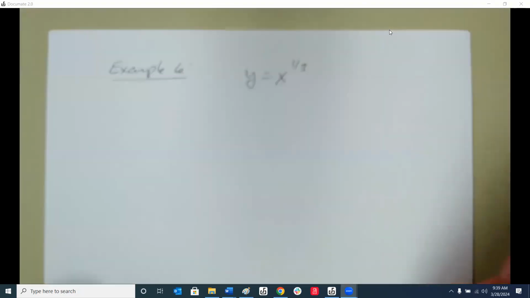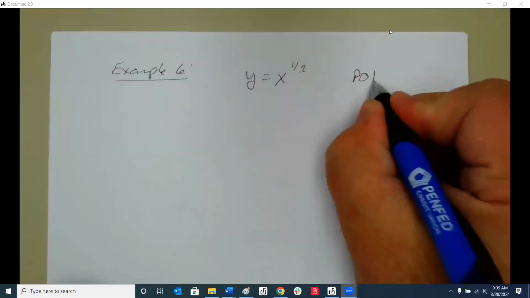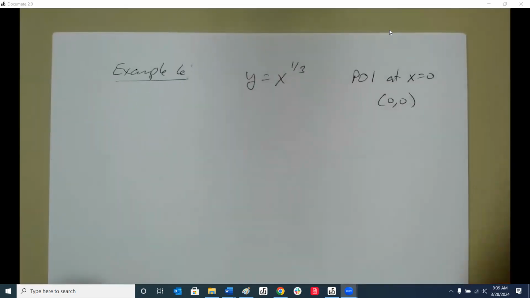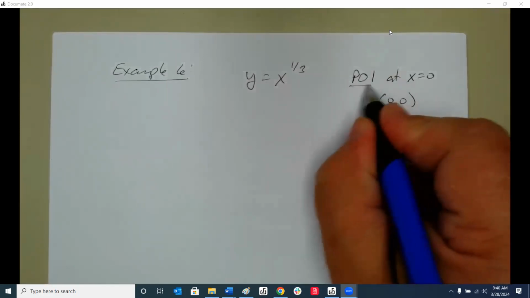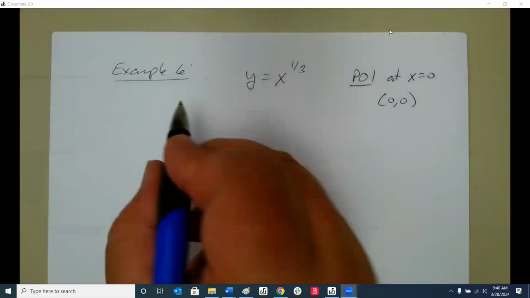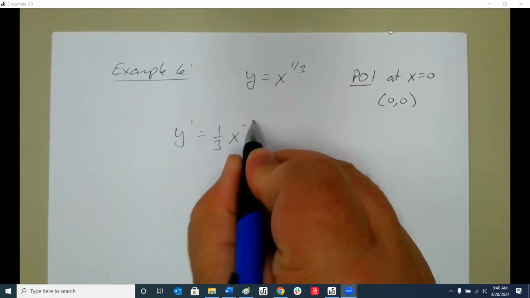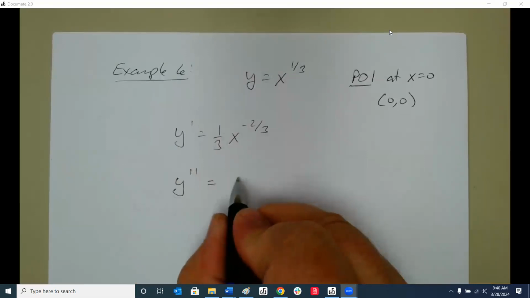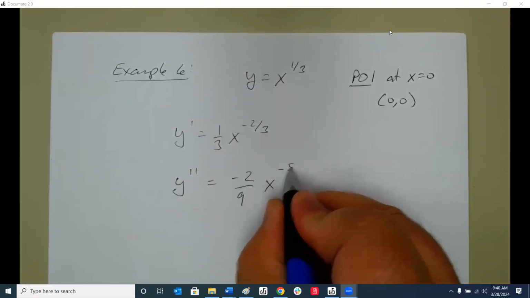Example 6. The graph of y equals x to the power 1/3 has a point of inflection at the origin. Why does it have a point of inflection at the origin? What do you have to do first to find the POI? Yeah, let's find the second derivative. So it's 1/3 x to the power negative 2/3, then negative 2/9 x to the power negative 5/3.